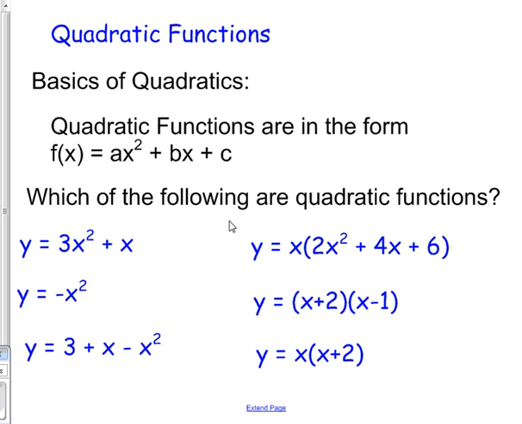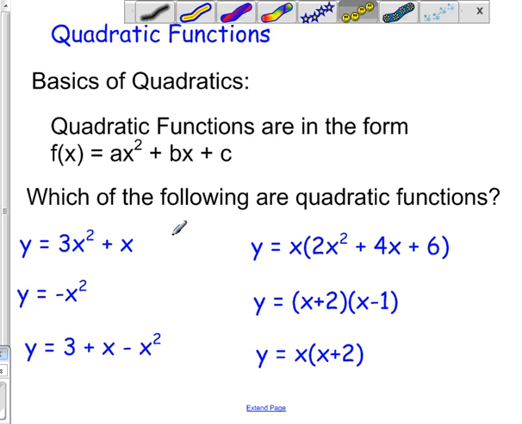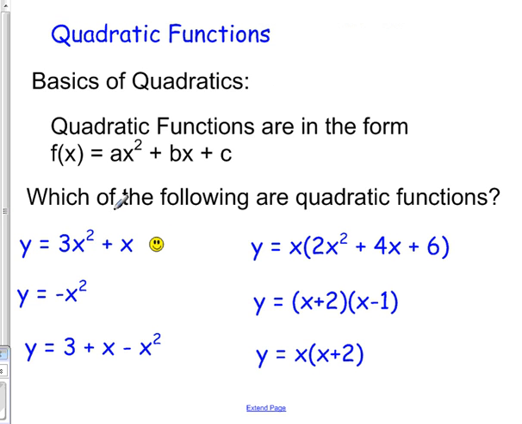So which of these are quadratic? Well, the first one is. We'll just put a little smiley face next to the ones that are. That's A in this case would be 3, B would be 1, and C would be 0. So it's an x squared type equation. This is also an x squared equation. This A is negative 1 here, B is 0, and C is also 0. So that's quadratic. This one, even though it's written in the wrong order, it's not in the standard form, it's still quadratic. A would be negative 1, B is 1, and C is 3. So that is also quadratic.